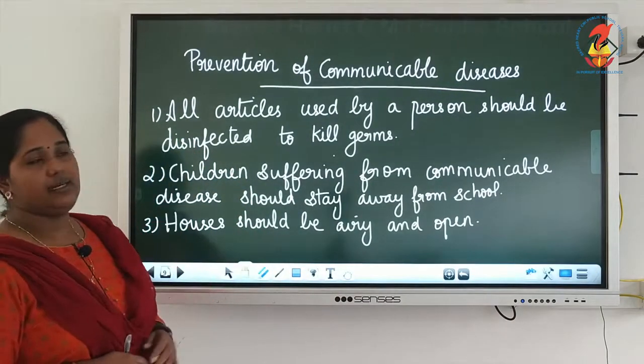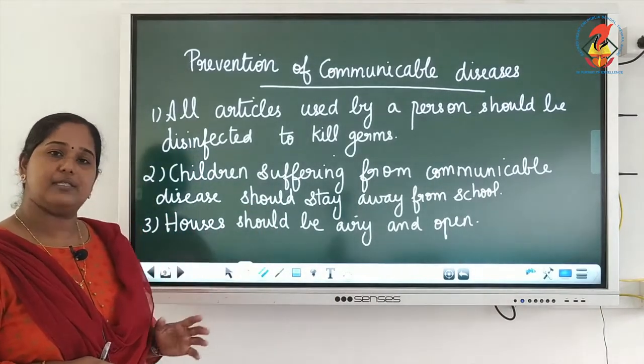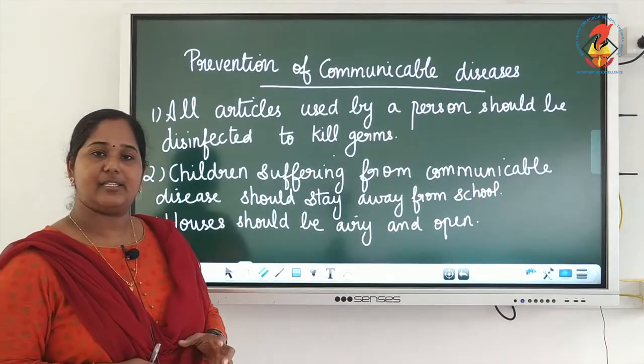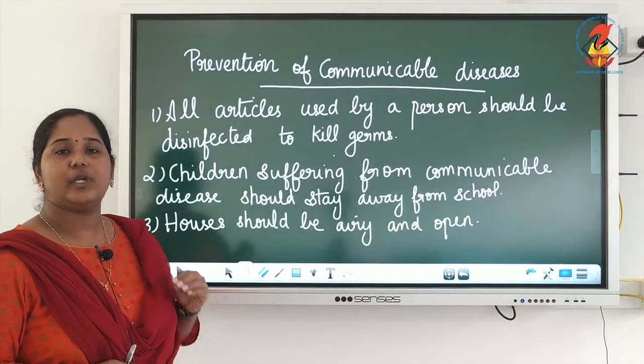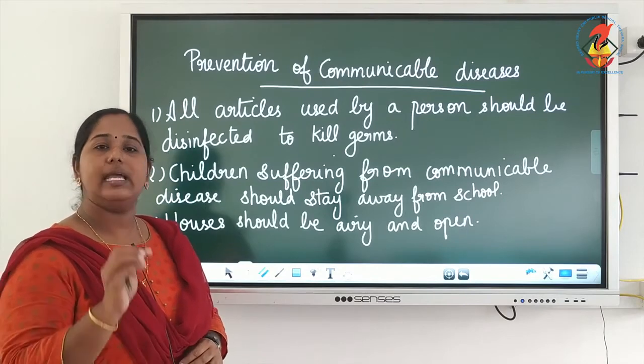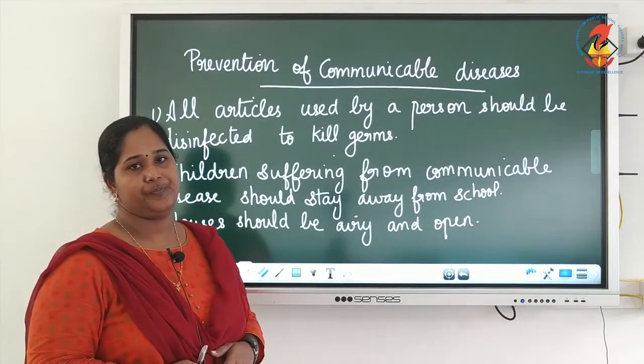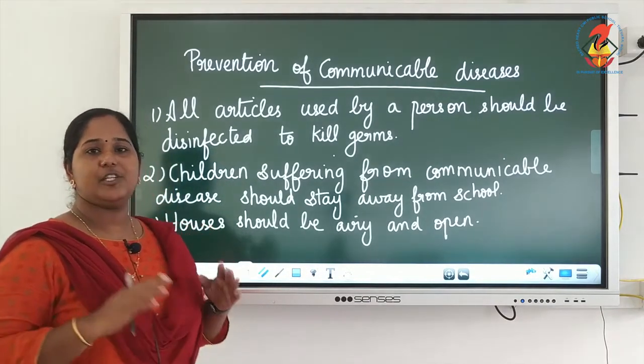The first method is that all articles used by a diseased person should be disinfected or boiled to kill the germs, because disinfecting or boiling kills almost 99% of the germs. So that should be done.